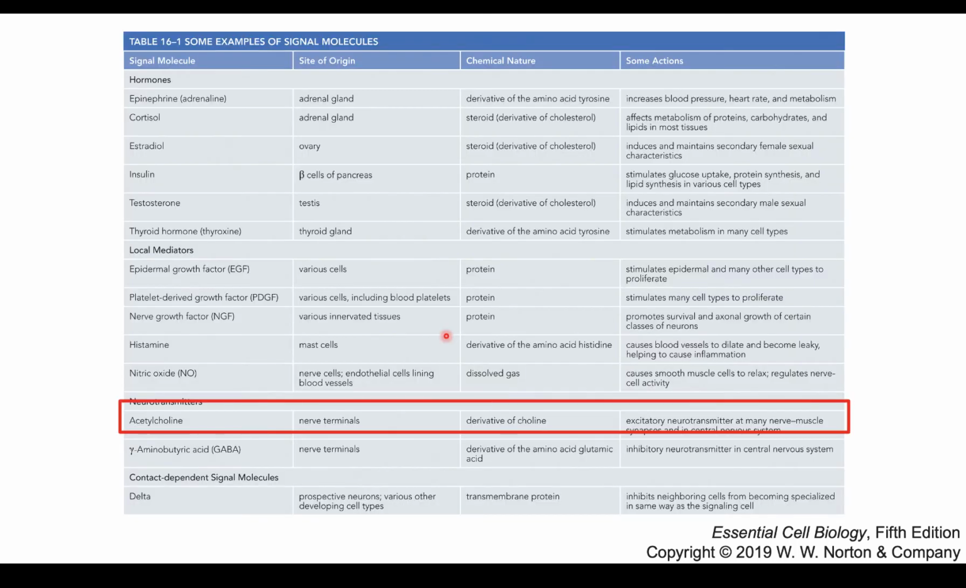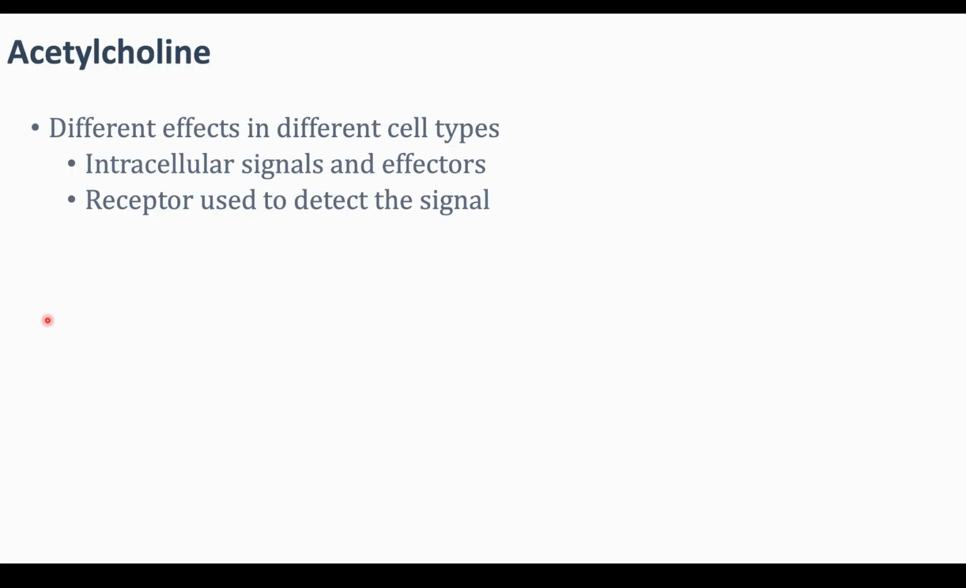We're also going to look at the way the effect of one particular signal can vary between different cell types. So I'm going to show you 3 different cell types. In each case, the signal is acetylcholine, but the effect on the cell will be different. So acetylcholine has different effects in different cell types. It can vary in the intracellular signals and effectors, and also on the receptor type that is used to detect the signal.